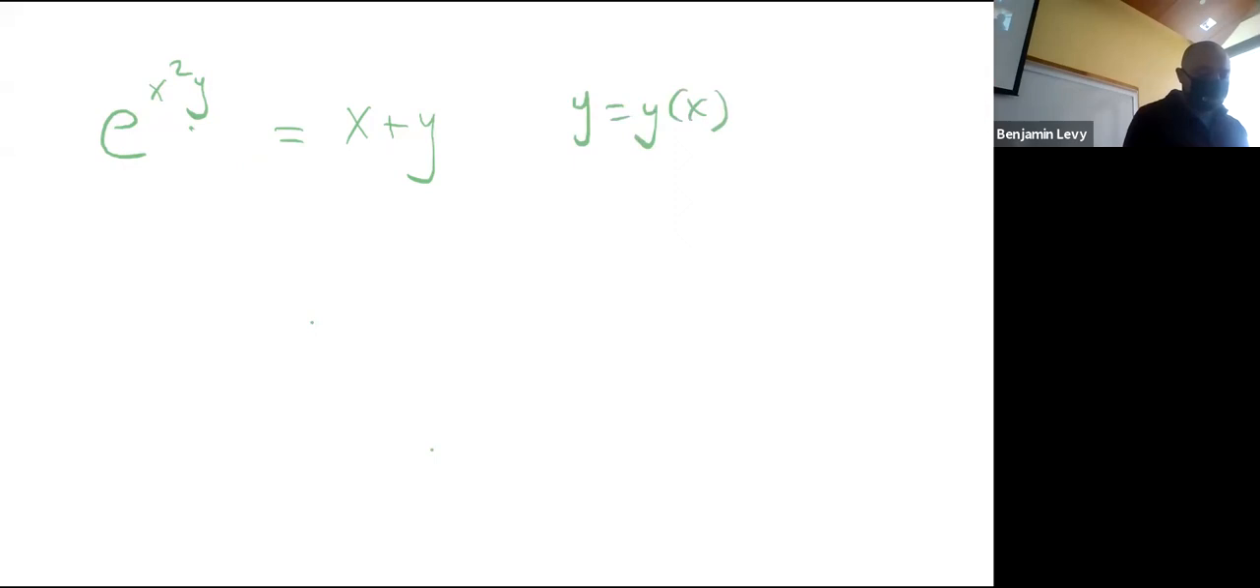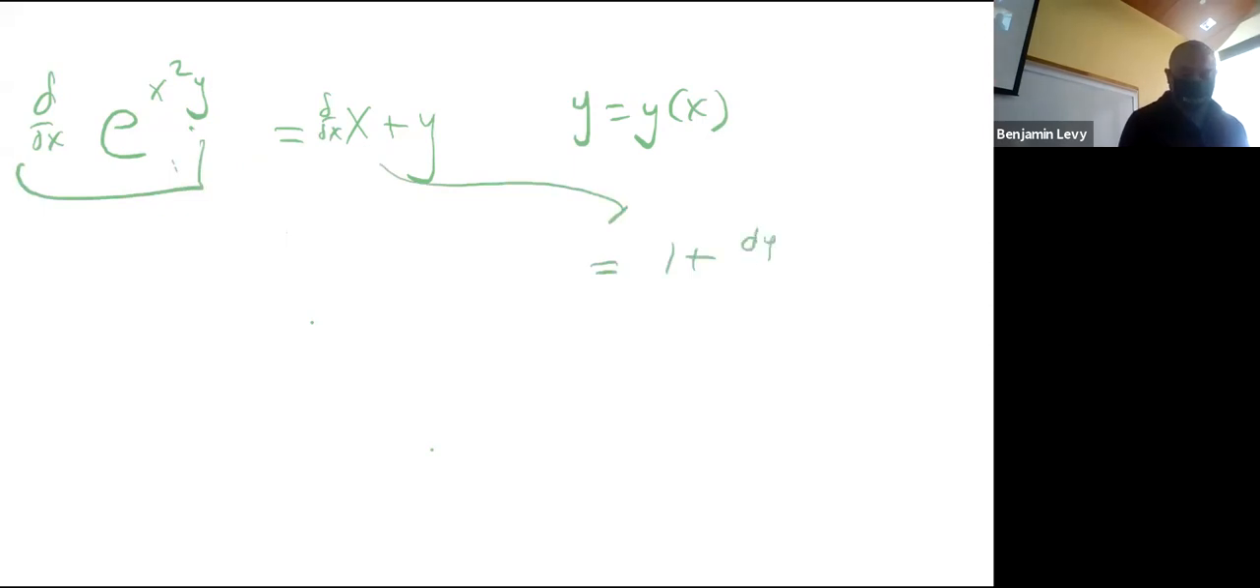So when we do d over dx of these things, the right-hand side shouldn't be too bad, right? Let me just move that over, because we're going to need a bunch of room for this. But this one is just 1 plus dy dx, right? So that right-hand side shouldn't be too bad.